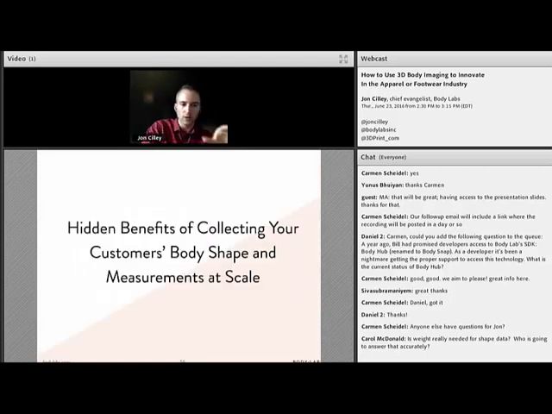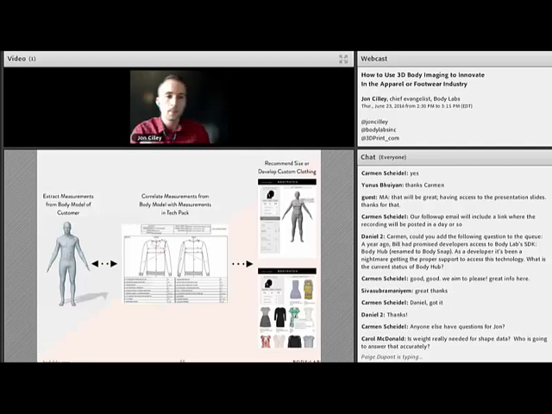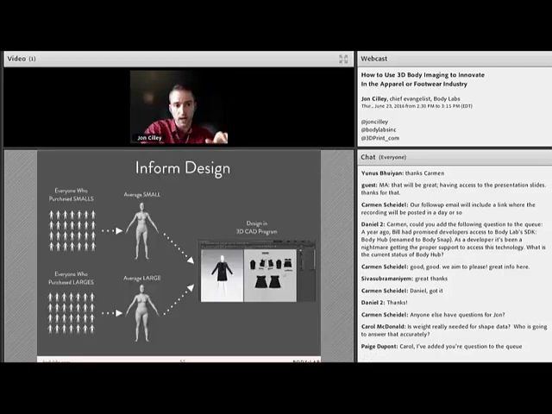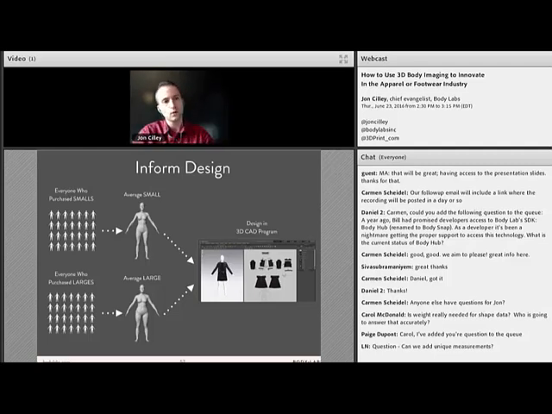But there's all sorts of other additional hidden benefits to collecting your customer's body shape and measurements at scale. Not only is it important in this given example to be able to do sizing recommendations and custom clothing, which is really good on a one-to-one conversion rate. So it's going to help you convert that individual customer purchasing an individual set of goods. But how can I use the data I've now captured about my customer to do other things, like informed design? So in this particular case, let's say you've deployed a solution like Body Labs or another company, and you've deployed it at scale, and you have a variety of customers that are digitizing their body shape efficiently and transacting.